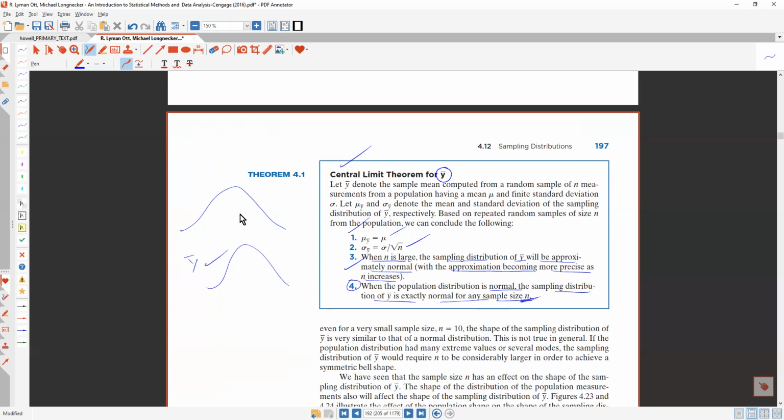But if you're sampling from a population, let's give a different population that looks like this, I mean, that's not normal. As n increases, you're still going to get a pretty good approximation to the normal distribution. That's what this is saying right here. So even if you're sampling from non-normal populations, the approximation becomes more precise as n increases. But if you do know that the population distribution is normal, then you already have the normality.